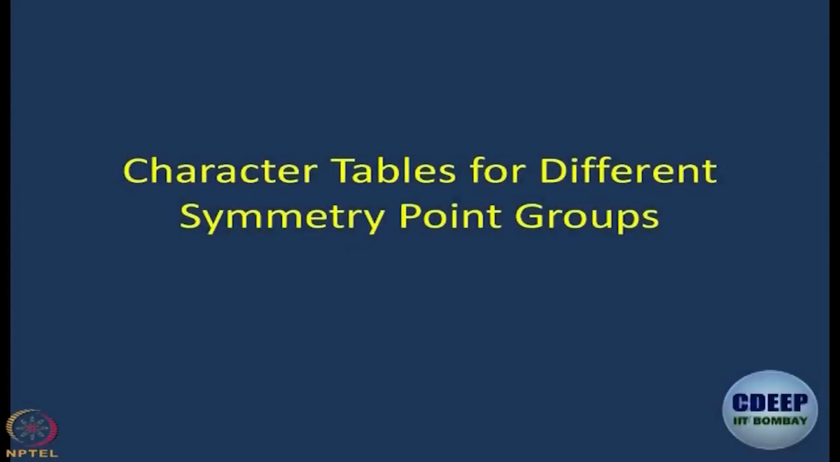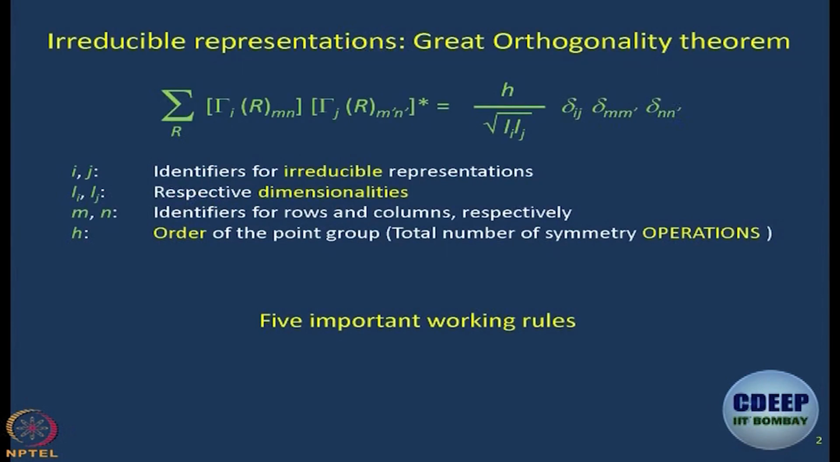We will continue our discussion of character tables. We started from this great orthogonality theorem, which we have not derived, but we explained that for irreducible representations the elements of the transformation matrices behave like a set of orthonormal vectors. That is what the great orthogonality theorem translates to.